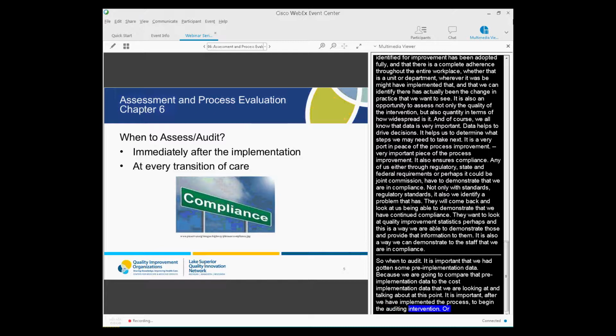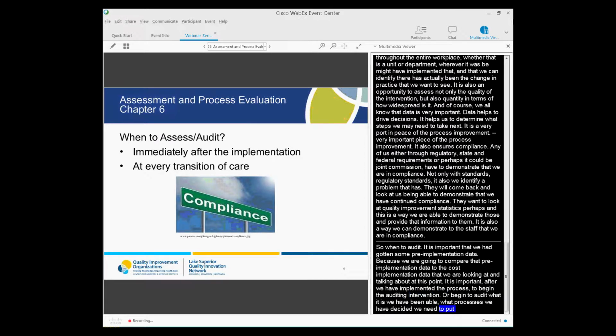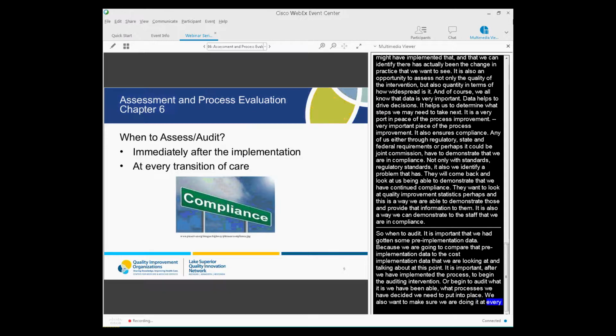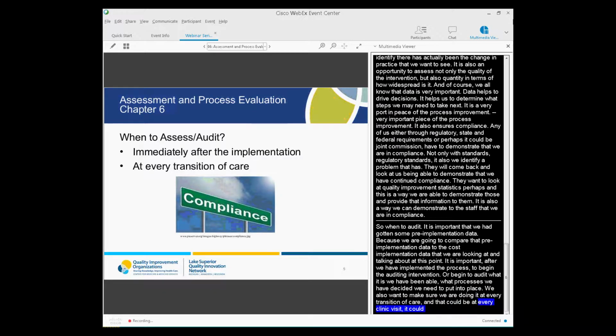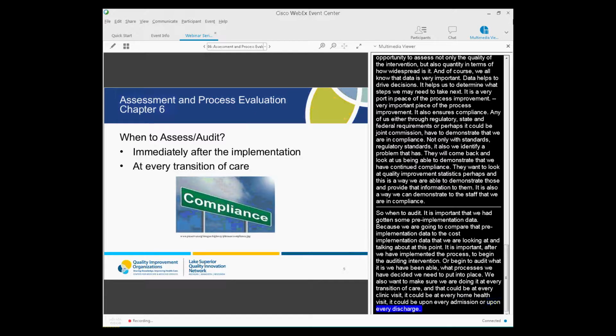We also want to make sure that we're doing it at every transition of care, and that could be at every clinic visit, it could be at every home health visit, it could be upon every admission or upon every discharge, every encounter with the patient. Because again, we want to ensure that this change is widespread and that everyone has adopted and accepted it.